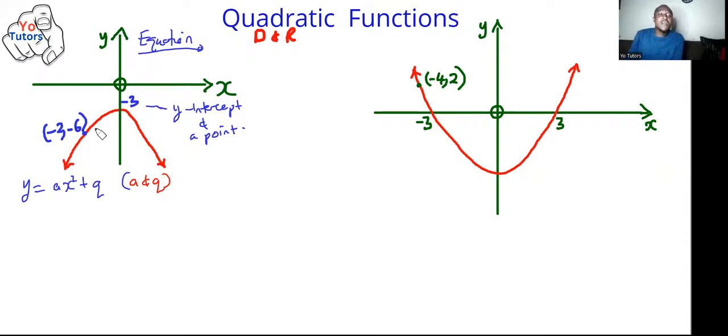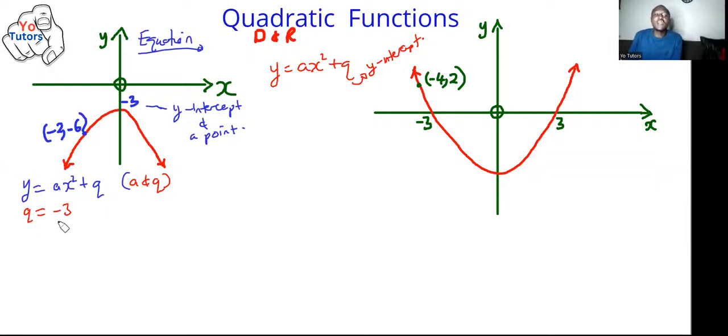Now, from our knowledge of the equation, we know that y is equal to ax squared plus q. Let's just rewrite here: y is equal to ax squared plus q. Our q is our y-intercept. So we know that q is the y-intercept, and the y-intercept is equal to -3. So here you can just put it in: q is equal to -3. Okay, because this point here is (0, -3). And now we are saying when x is equal to 0, y is equal to -3.